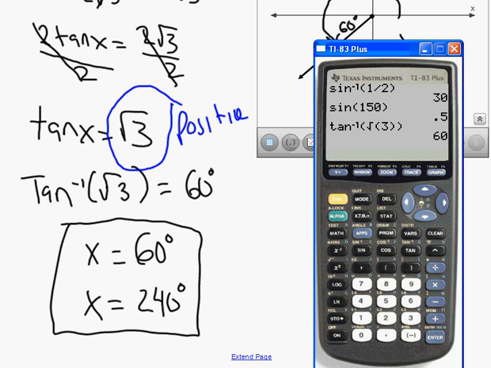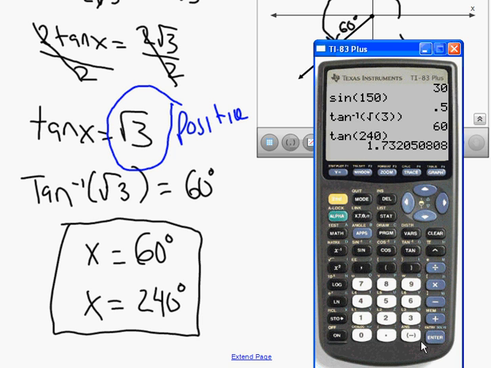And again, I can test it out this way. The tan of 240 should be radical 3. And it is, because that decimal there, that's radical 3. Here, I'll show you in case you don't trust me. See? There it is.